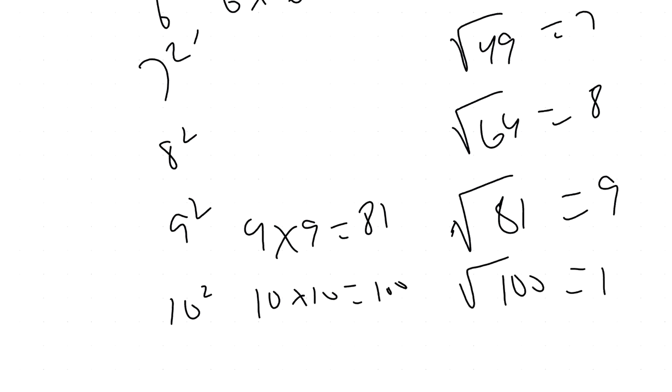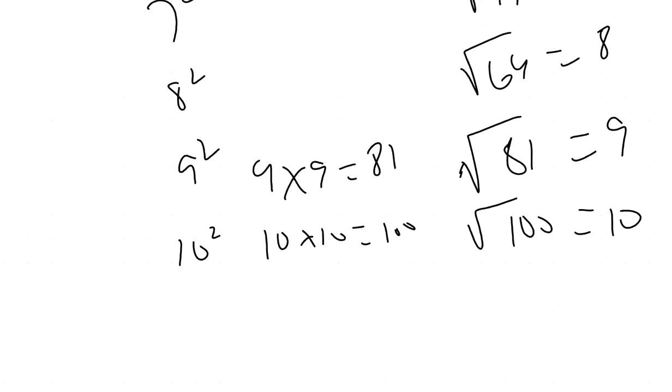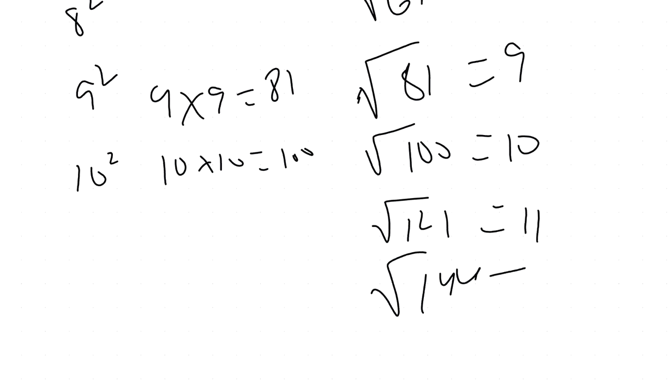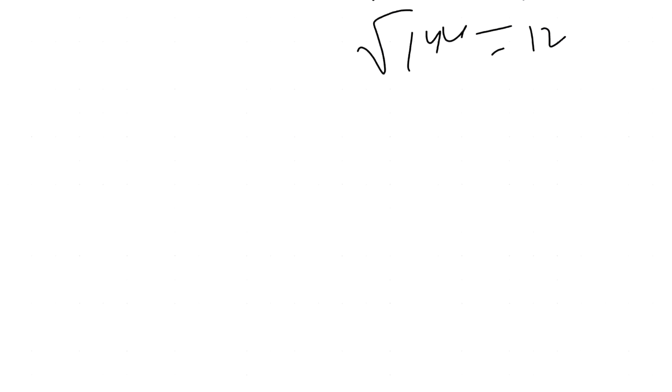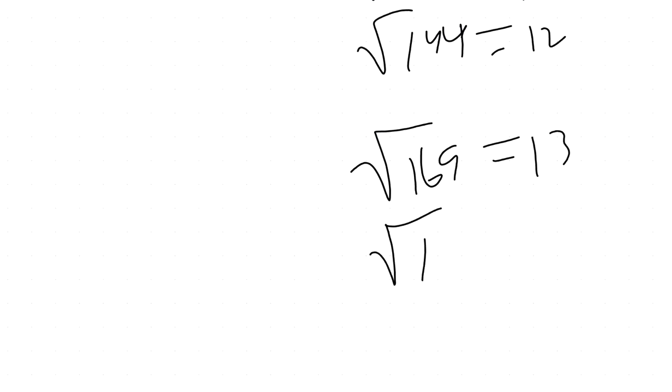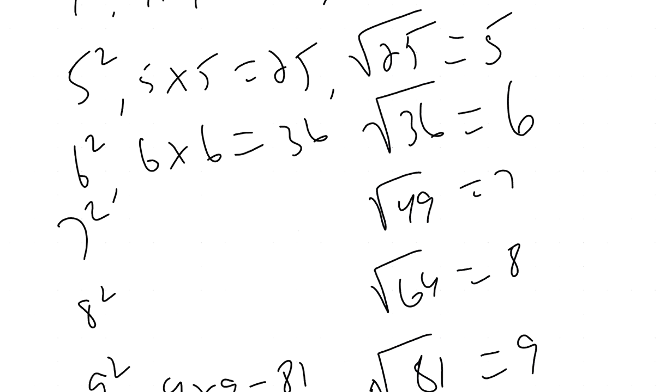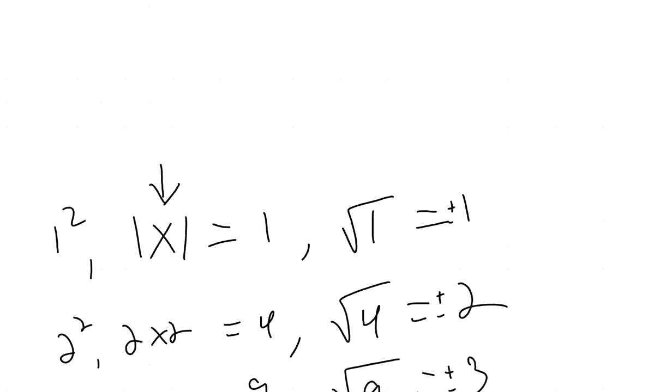So then, let me just go through quickly and give you the ones all the way to 15. So we got 121, 11, 144, 12, no hash marks for penmanship, 169, 13, 196, 14, 225, 15. So all those numbers inside those radicals are all perfect squares. Now, let me just delete this real quick.